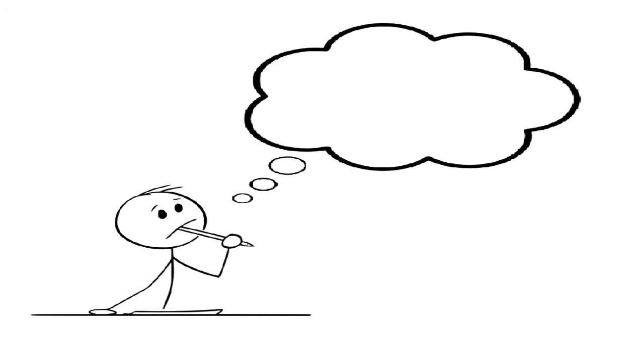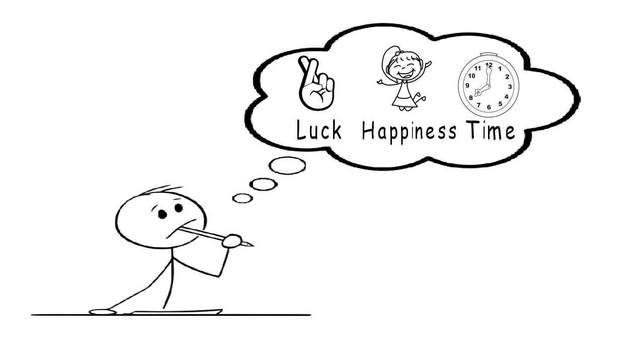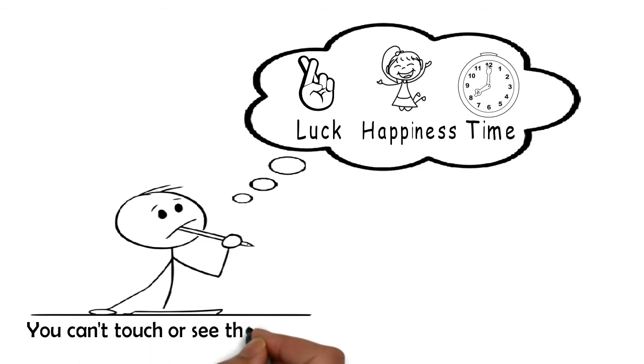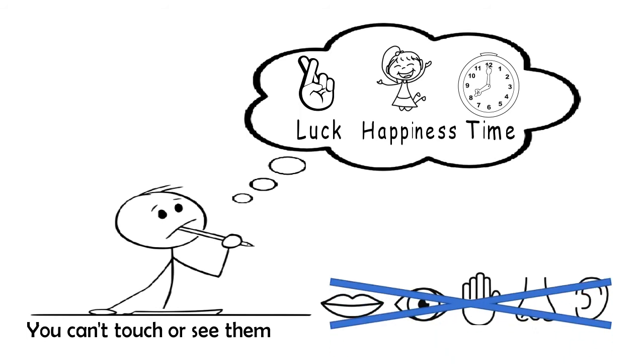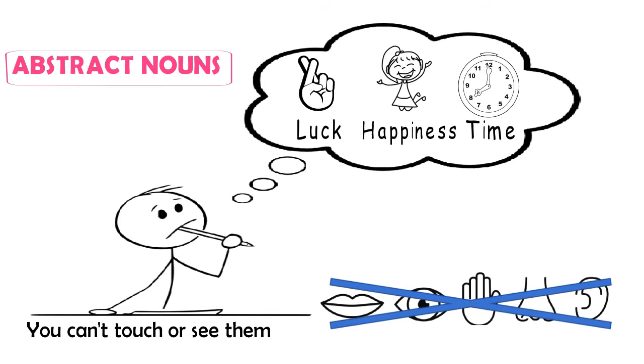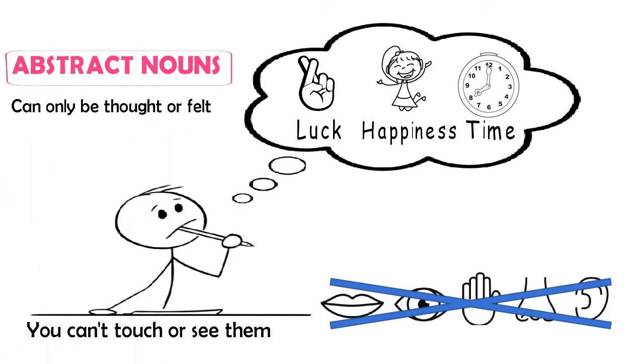Let's talk about imagination, like luck, happiness, and time. These things are only in our mind. We cannot touch or see them. We cannot perceive them with any of our five senses. We call them abstract nouns. They can only be thought or felt.